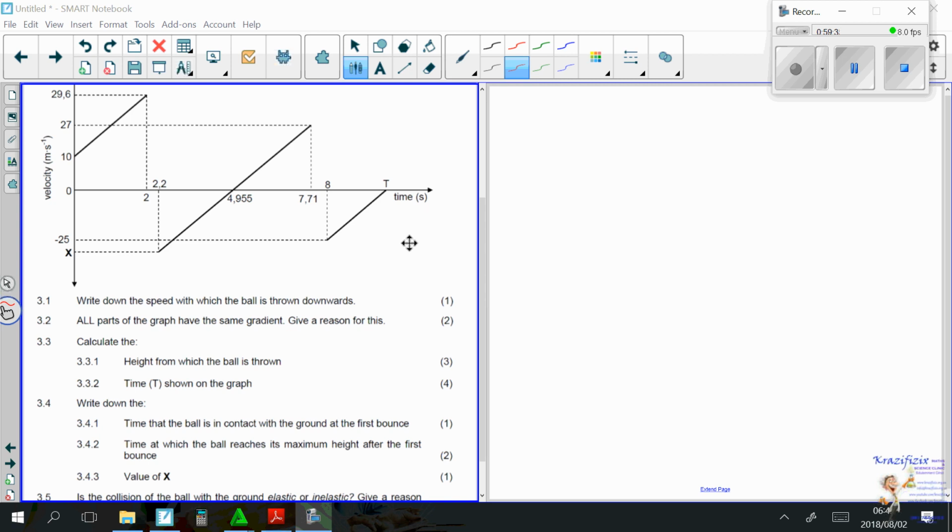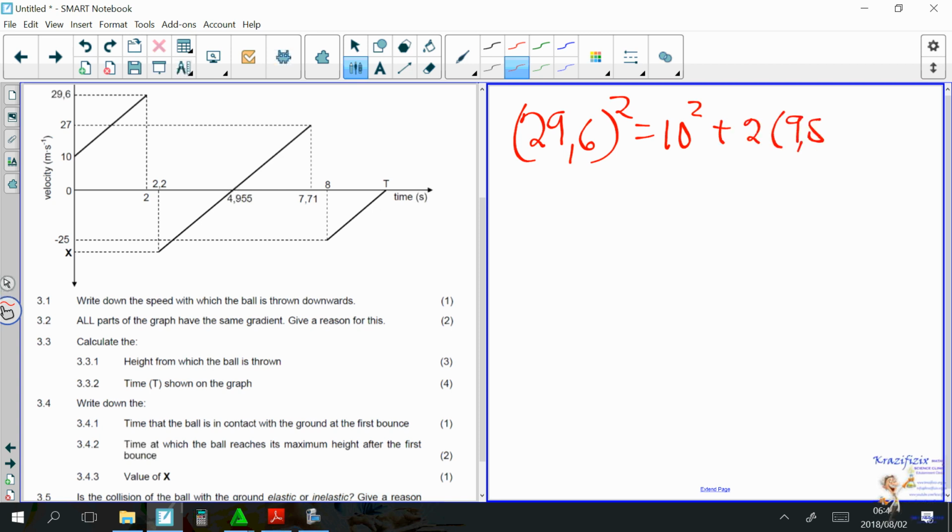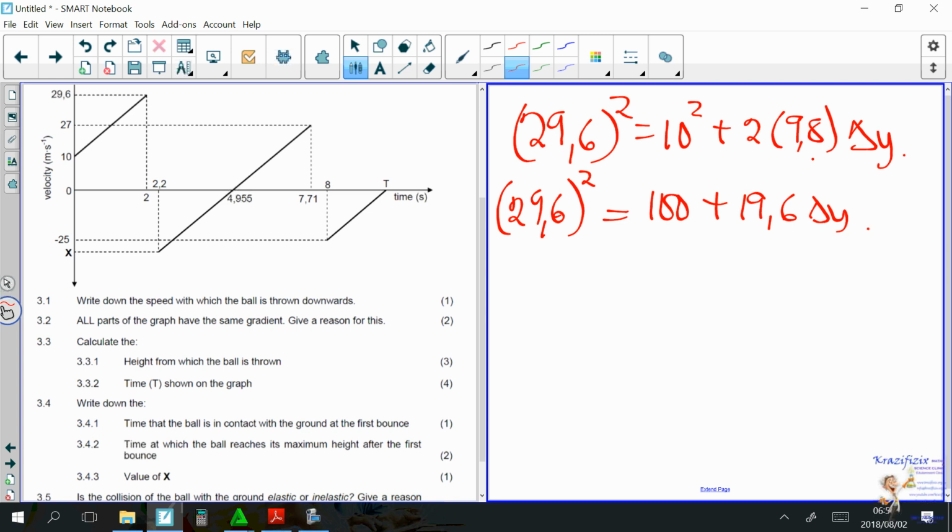All right. New page. We said 29,6 squared equals 10 squared plus 2 times 9,8. Please, guys, don't use delta x here. This is not horizontal. If it's horizontal, you cannot use 9,8. That's wrong. So what would this be? 29,6 squared, I'm sure you have your calculators, equals 100 plus 19,6 delta y.